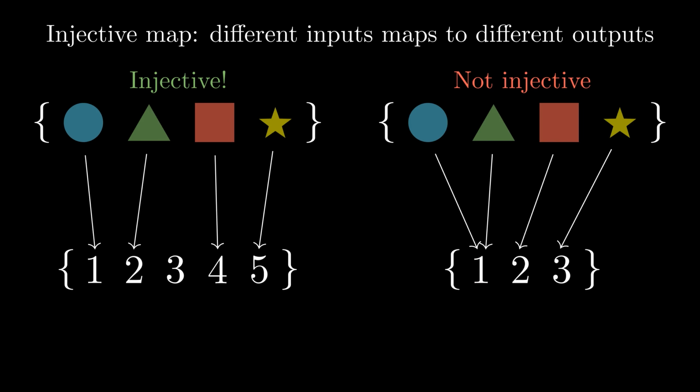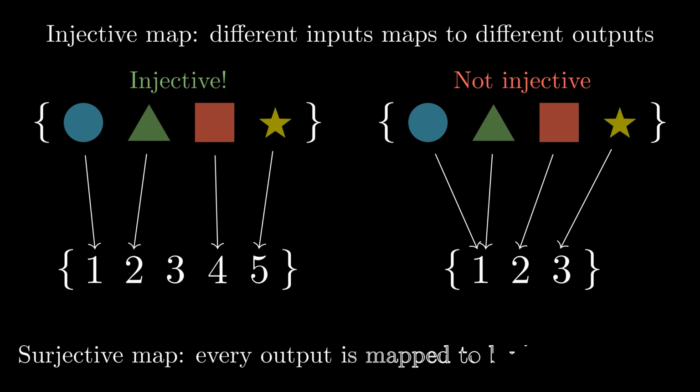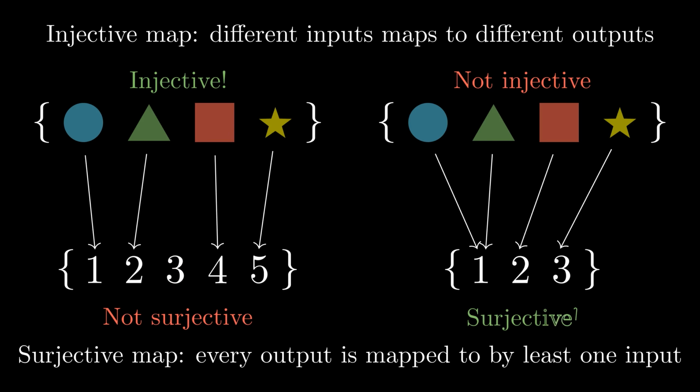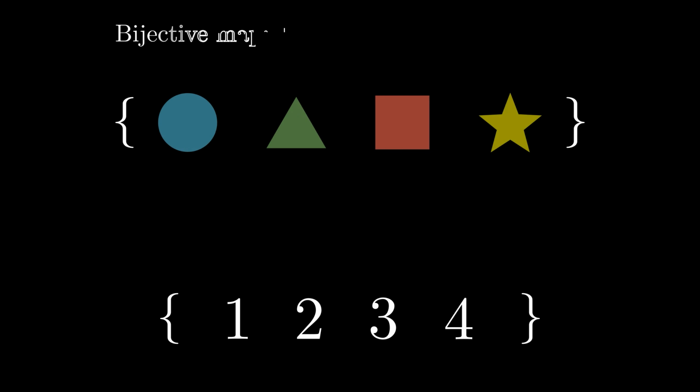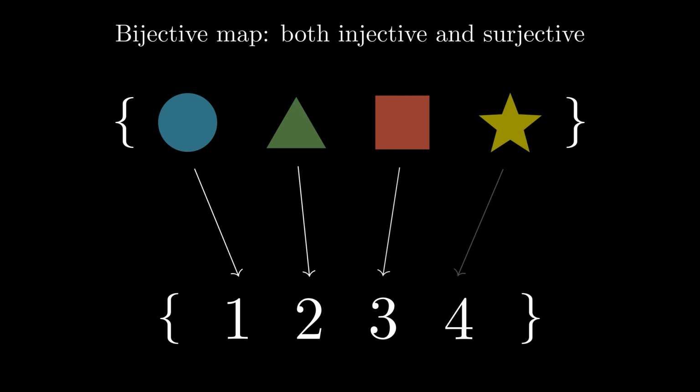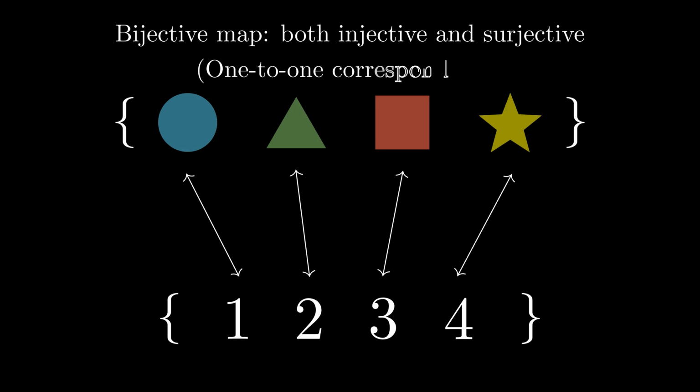However, every number is being mapped to by at least one shape. We call these surjective maps, where every output is being mapped to. The left map is not surjective, as 3 is not mapped to by any shape. Finally, this new map, as you should verify, is both injective and surjective. We call this a bijective map, and I'll denote these with double arrows. There are a few ways to rephrase having a bijective map. We could say that there's a one-to-one correspondence between sets, or that the map has an inverse that is well defined. The last thing to bring up is that having a bijective map between two sets means that they have the same size, or cardinality.